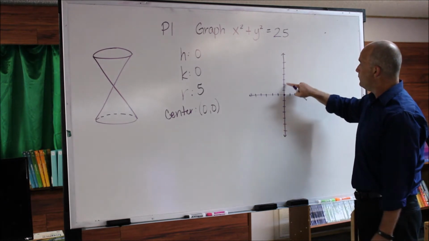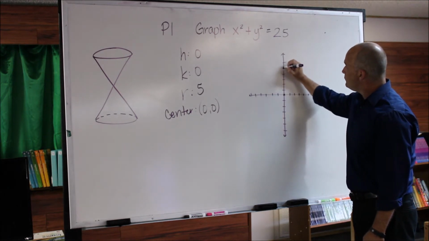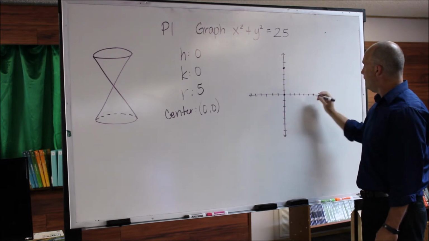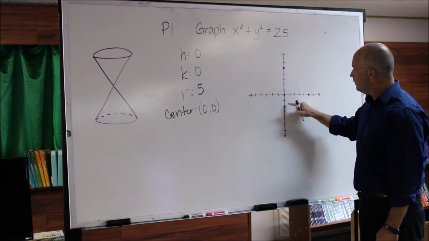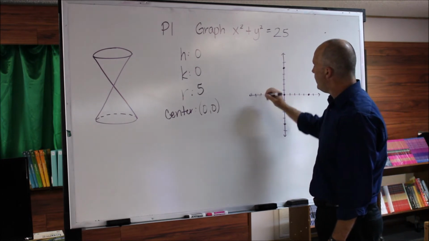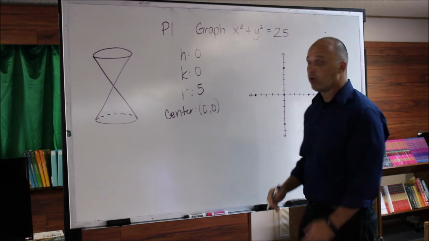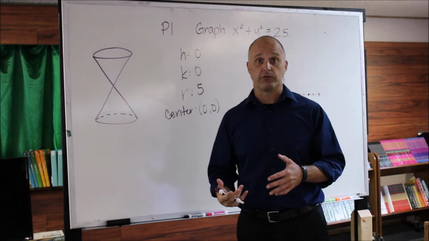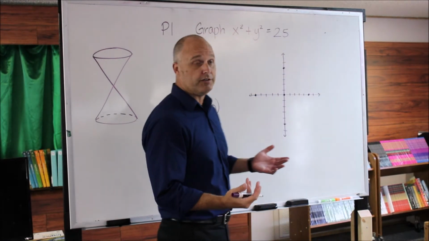So we go 1, 2, 3, 4, 5, and there's your first point. There's your second point, and then again, 1, 2, 3, 4, 5. So now we have 4 points that we know are on the edge of the circle. All we have to do now is to connect them.